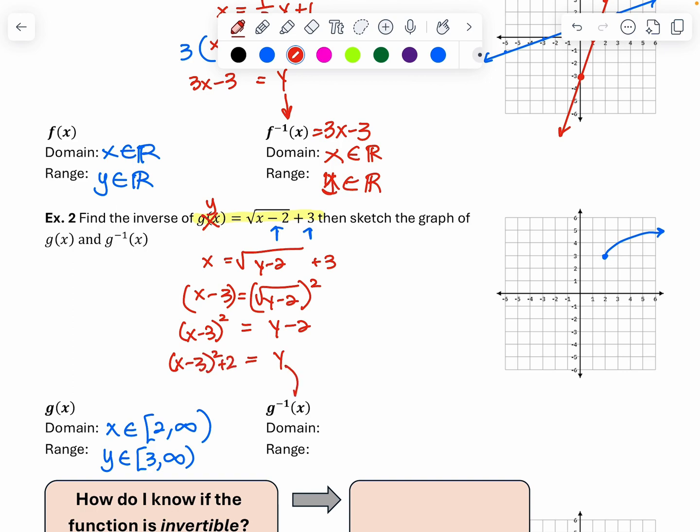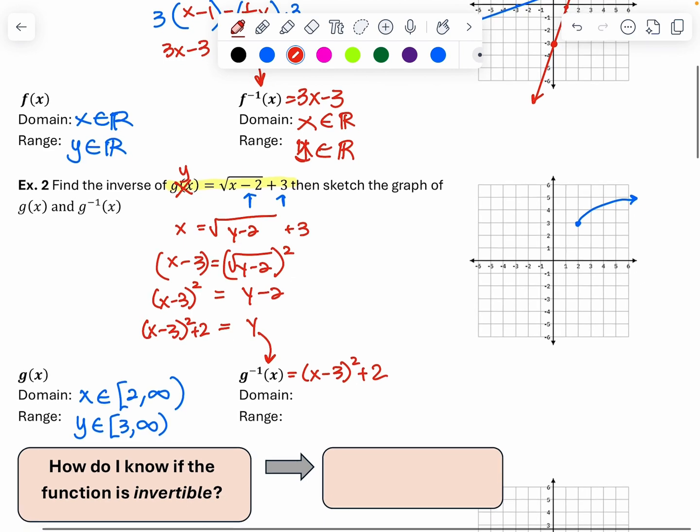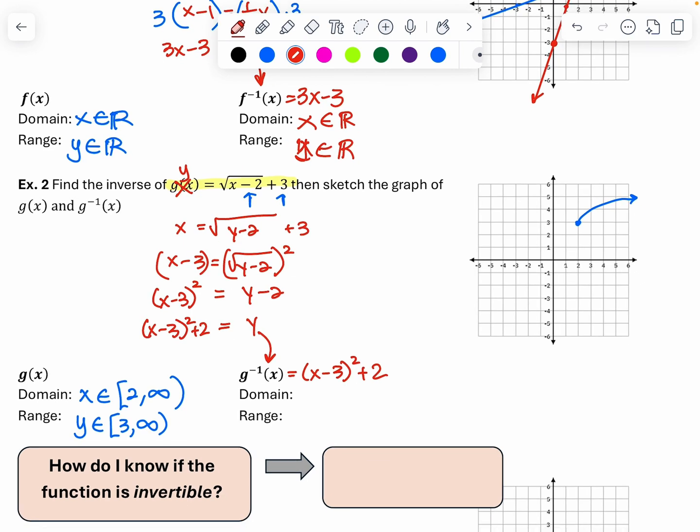So my inverse, now I put it back into function notation, my inverse function is the quantity x minus 3 squared plus 2. All right, well, we know what that looks like. That is a parabola. It's a quadratic function, and it's been shifted right 3 and up 2. So let's shift this function right 3 up 2. Here's my vertex, and I can go up like this and up like this.